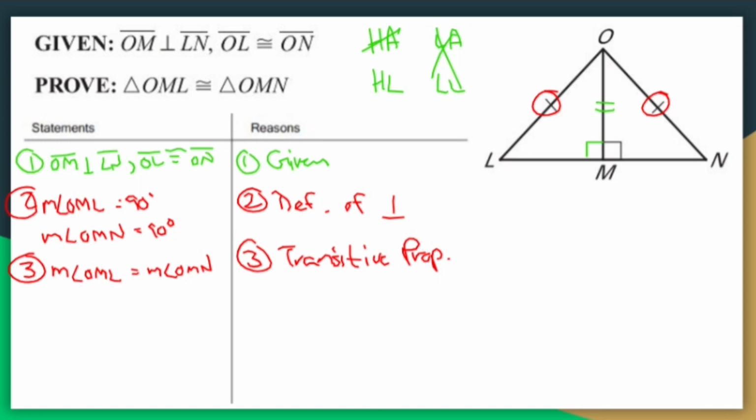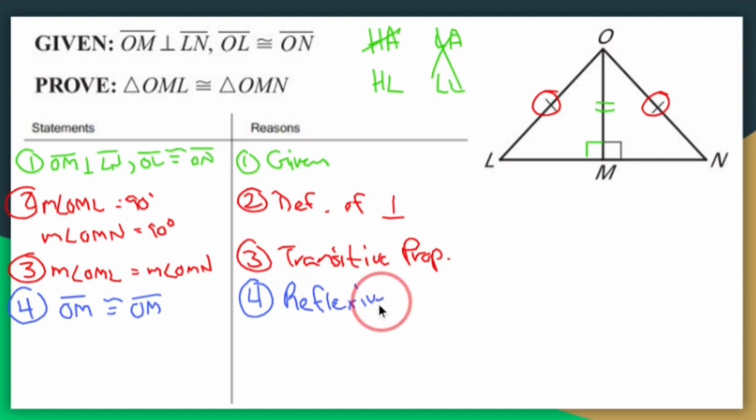Now, what I can say, let's use a different color, is OM is congruent to OM by the reflexive property. Whenever you say that two lines are exactly the same, because they are the same, you're using the reflexive property. And since I showed that these guys are right triangles, I showed that I have a leg right there and a hypotenuse up here that was given to us. I can say that these two guys are congruent.